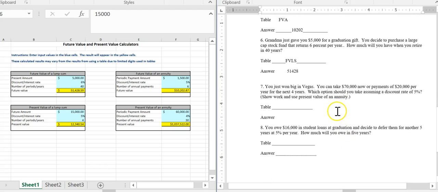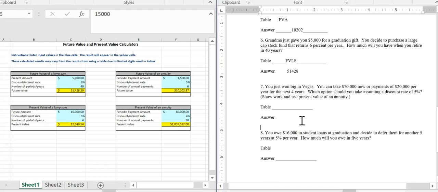Next, you won big in Vegas. I can take $70,000 now or $20,000 per year for the next 4 years. So now immediately I'm sure you think, well, I'm going to take $20,000 for 4 years because that's $80,000 and that's more than $70,000. However, time value of money will say that if you receive all $70,000 up front, you can invest all of this money today instead of investing $20,000 this year, $20,000 next year, etc.